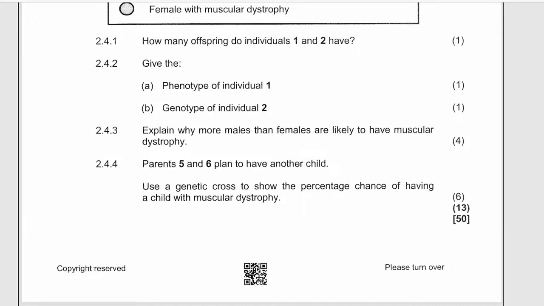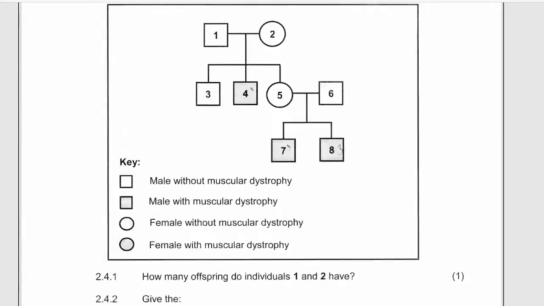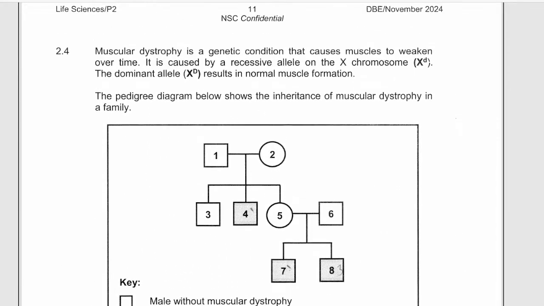Explain in words. I want to see how far. Question two: muscular dystrophy is a genetic disorder condition that causes muscles to weaken over time. It is caused by a recessive allele on the X chromosome. Yes, a recessive allele, meaning the dominant allele is this, resulting in normal muscle functioning.